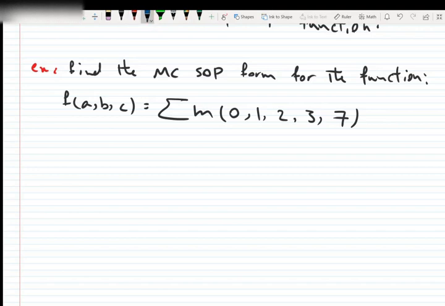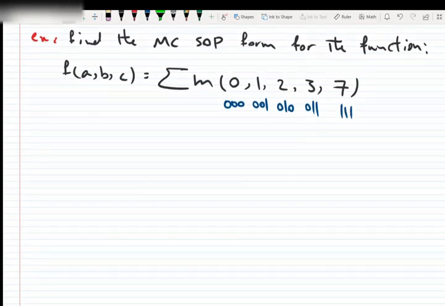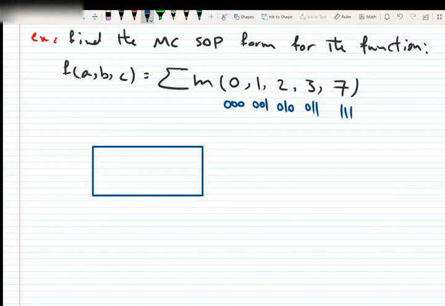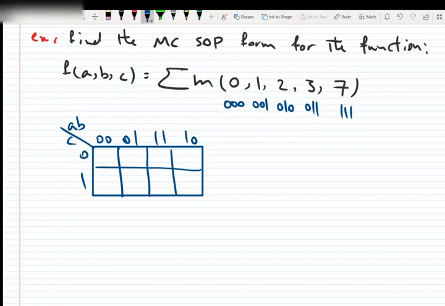So what is the minterm code for 0? Of course, it is 0, 0, 0. For 1 it is 0, 0, 1. For 2 it is 0, 1, 0. For 3 it is 0, 1, 1. And for 7 it is 1, 1, 1. We have three variables, so we need a K-map with 8 cells. So we draw this K-map: A, B, C, with 0, 0, 0, 1, 1, 1, 1, 0, 0, 1. The first one is minterm 0. We see A, B, C are all 0. So which cell has A 0, B 0, C 0? Of course, this cell. The second term is A is 0, B is 0, C is 1.